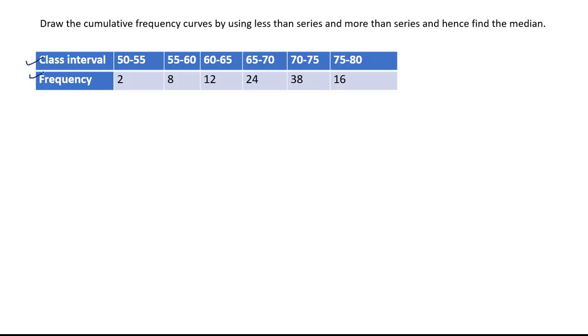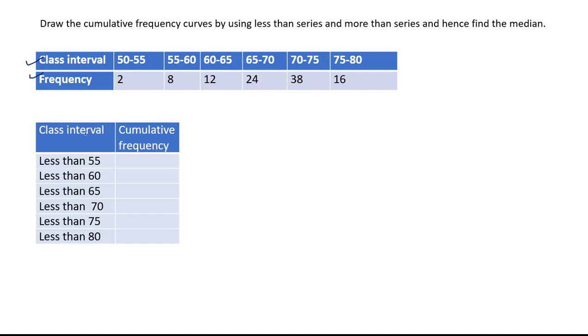The class interval and frequency is given to us. Let us draw a less than ogive and a more than ogive, and from that we'll find the median. Now first we are going to draw the less than ogive. For this we look at this table and write this table in this format.